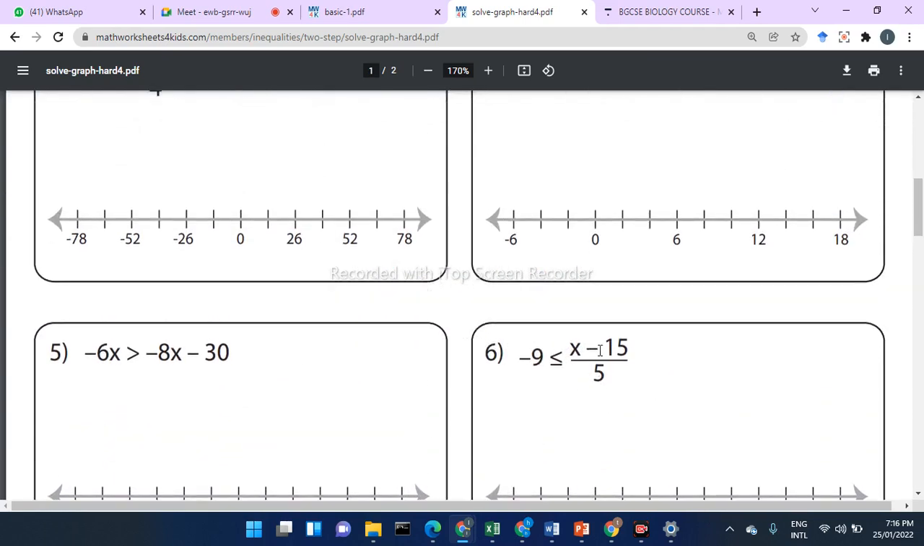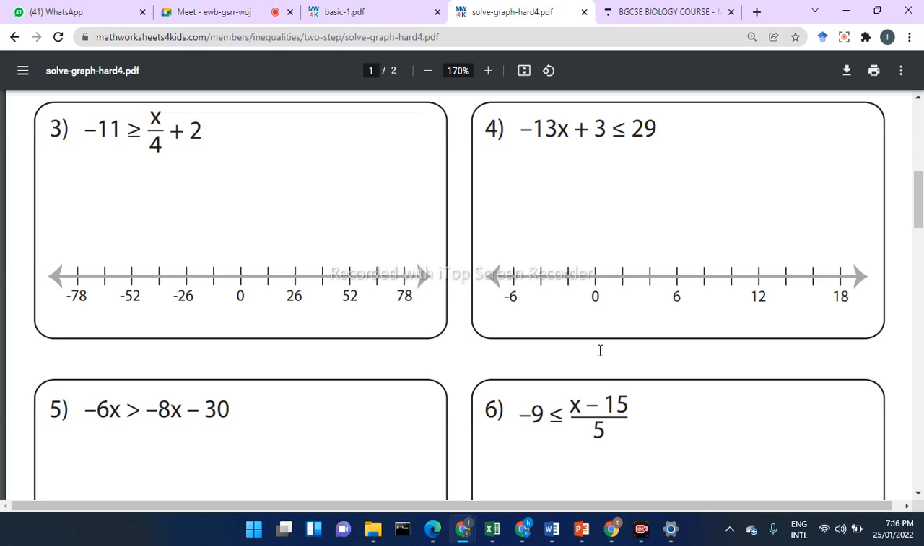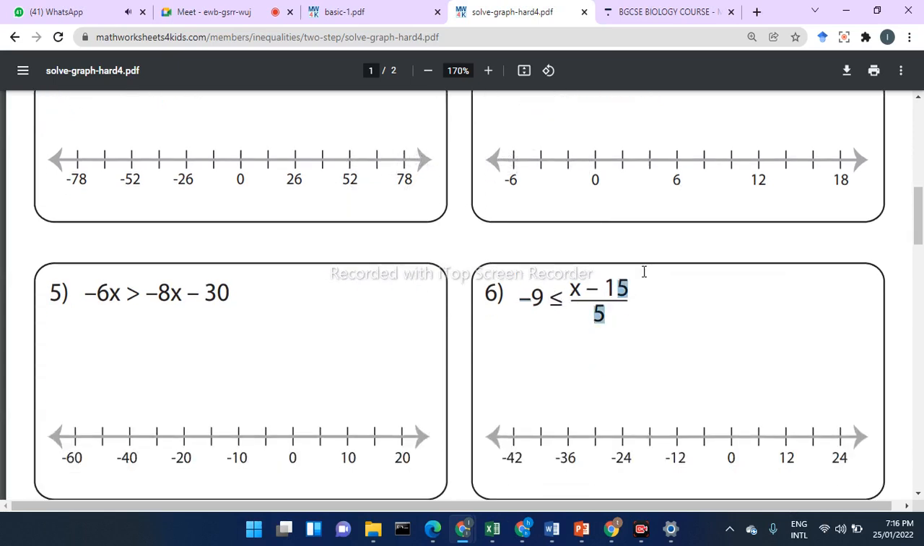Now let's eyeball the other ones, and you tell me how we would go about doing it. Number 6, how would we go about solving this one? Cross multiplication. You put the 9 over 1, and then you cross multiply. Very good.